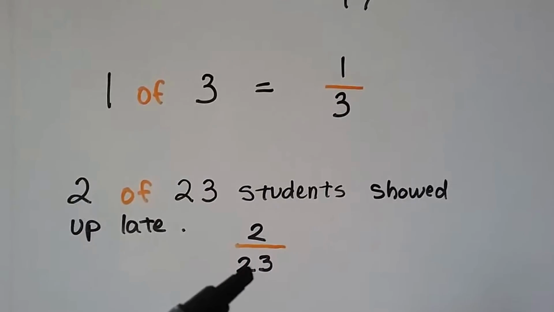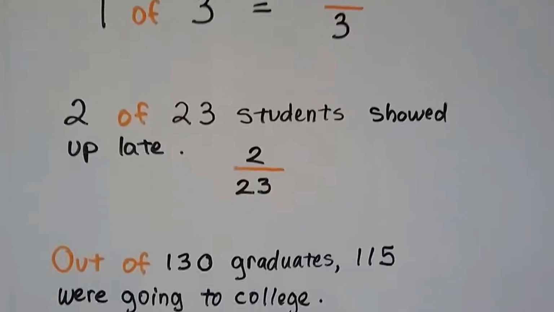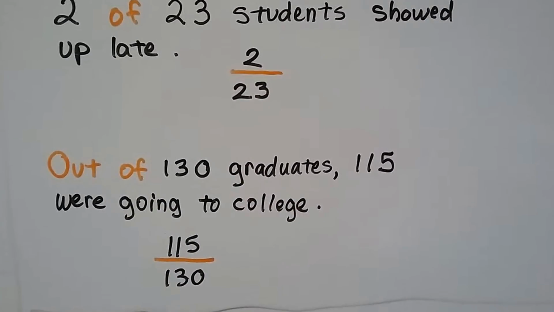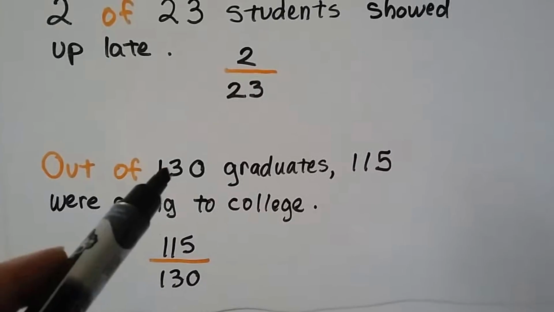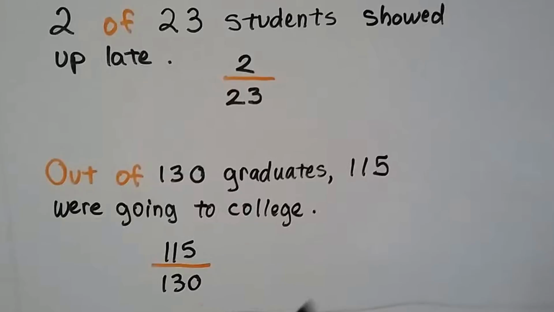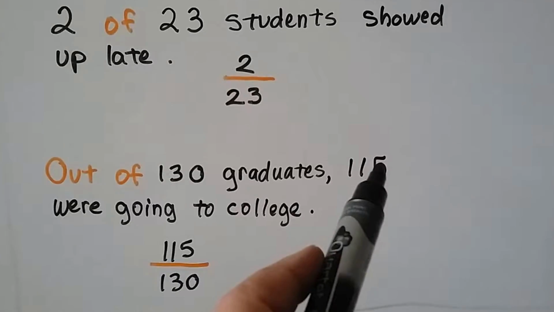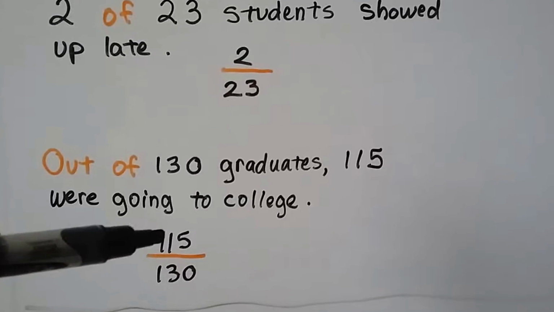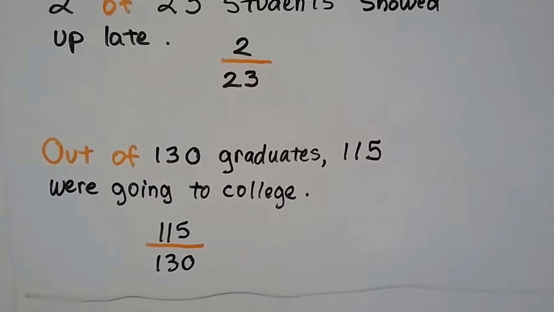1/3, 2 20-thirds. See? Out of 130 graduates, 115 were going to college. You can see that out of 130, that's our fraction bar and our denominator, and then the numerator is going to be back here, and it's going to go on top, okay? 115 of the 130 are going to college.